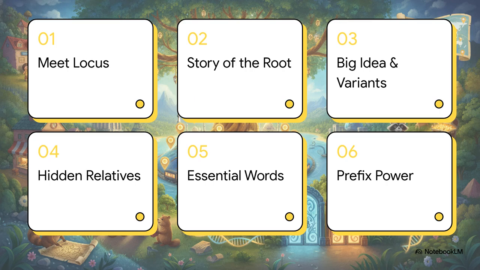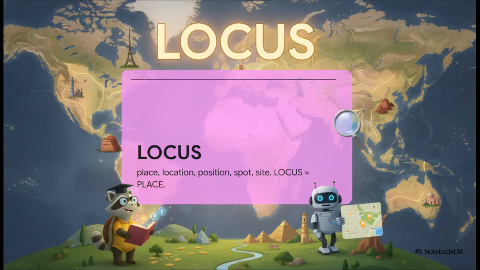Here's a quick look at the table of contents for our magical atlas. First, we'll meet locus. Second, we'll uncover the story of the root. Third, we'll tackle the big idea and its variants. Fourth, we'll map out hidden relatives and the family map. Fifth, we'll master some essential words. And finally, number 6, we'll unlock prefix power. We're going to meticulously cover every single concept here to build up your vocabulary. Let's start right at the basics.